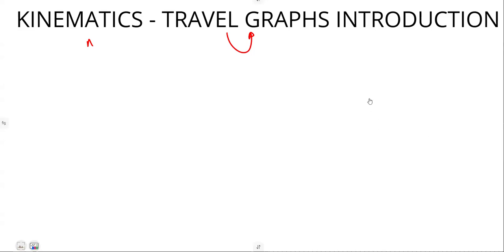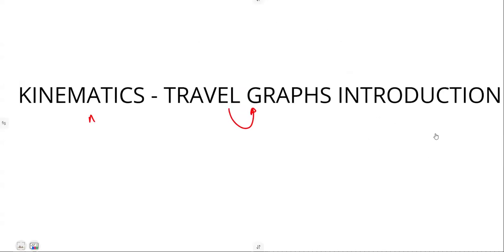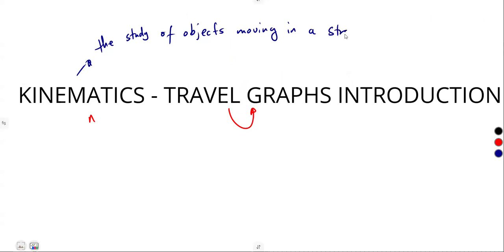So we do understand that when we are working with kinematics, this is simply the study of objects moving in a straight line, all right? So here we are simply talking about the study of what? Of objects moving in a straight line, okay?